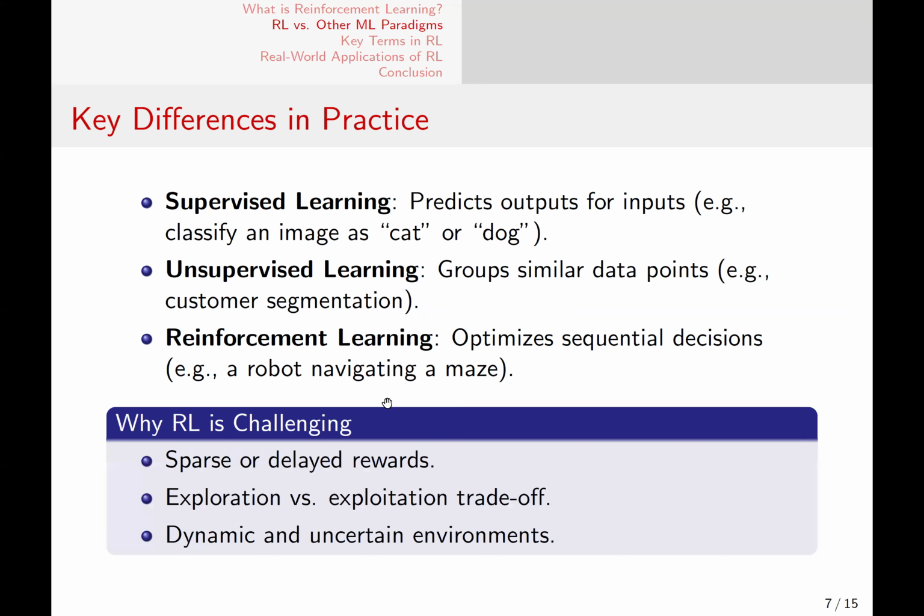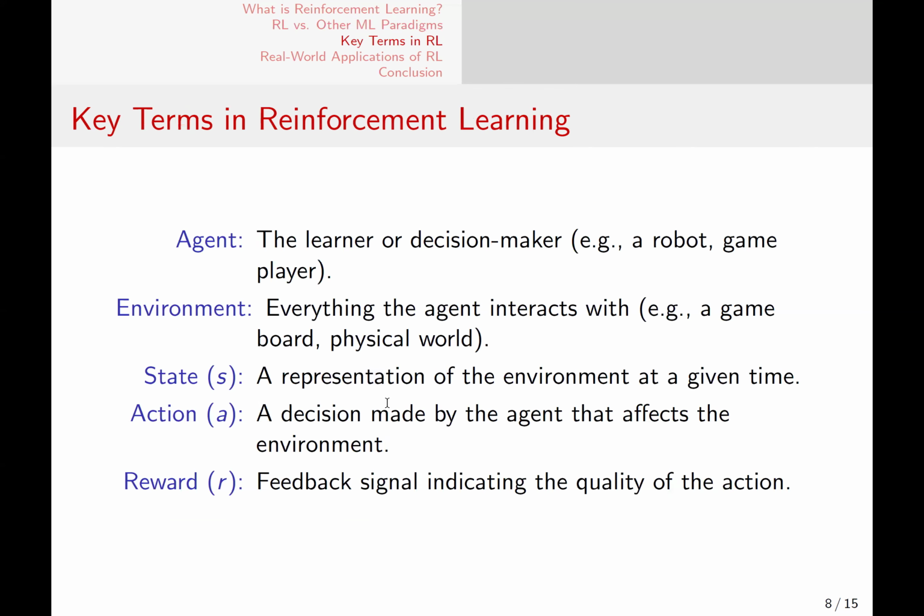So why is reinforcement learning challenging? Number one, you can have sparse or delayed rewards. Then there's the exploration versus exploitation trade-off, and then dynamic and uncertain environments. Of course, the whole idea is about trial and error. That's one big challenge of reinforcement learning. So let's look at some key terms in reinforcement learning.